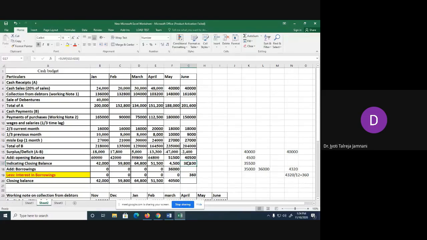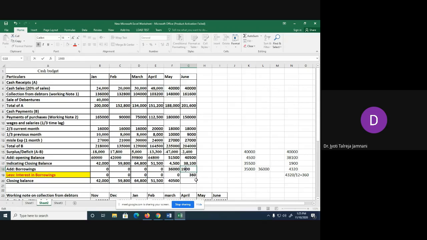38,100 we already have. So how much is remaining that we need to borrow? From 40,000, I have 38,100. So how much is remaining? 1,900. Now all of you listen. If I borrow 1,900, okay, as per our calculation, 38,100 plus 1,900, that will become 40,000.